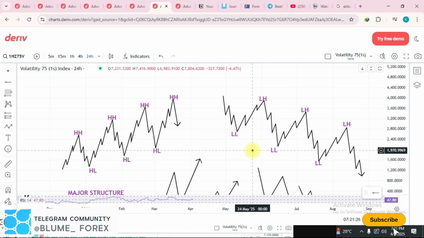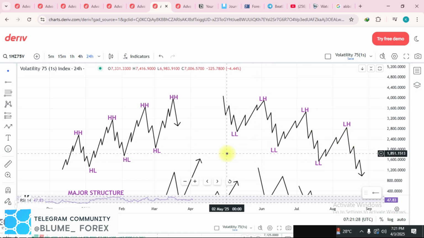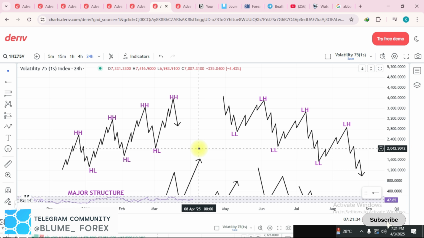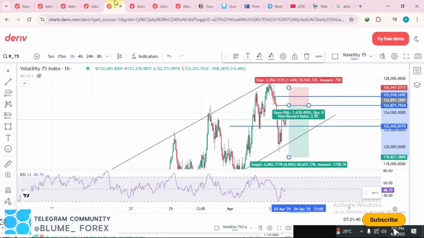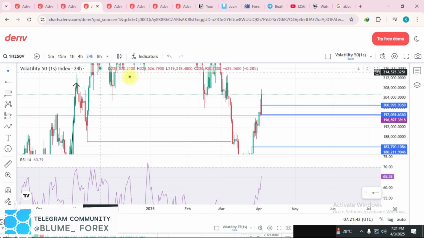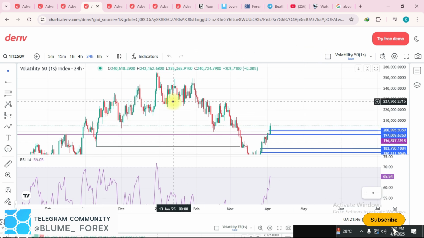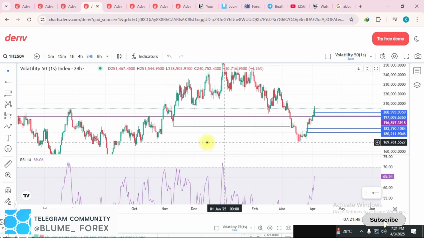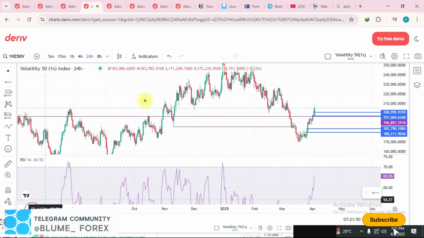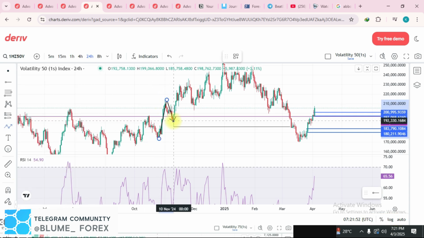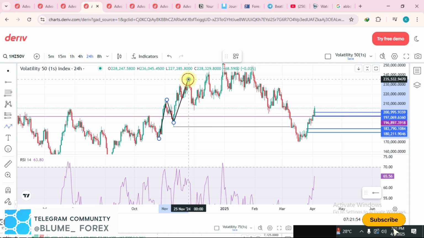So the rule is that you have to pick a bigger range, and after picking that bigger range as your major structure, whatever higher high, higher low, lower low, or lower high falls within that range is going to be your minor structure. Let's pick some examples. This is a 24-hour chart. We have this: higher high, higher low, higher high, higher low.